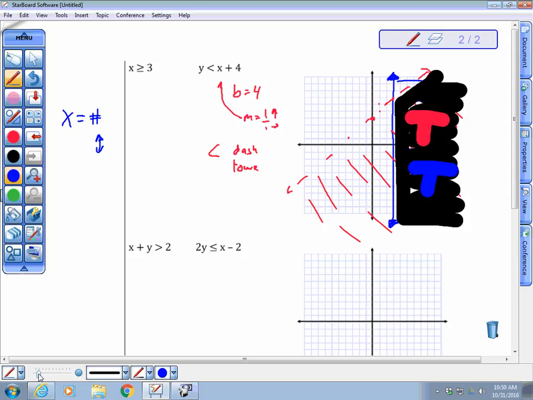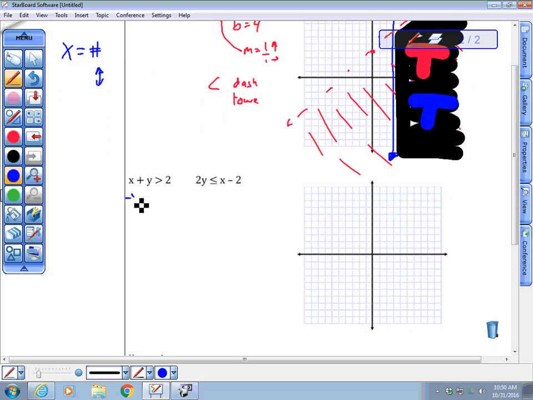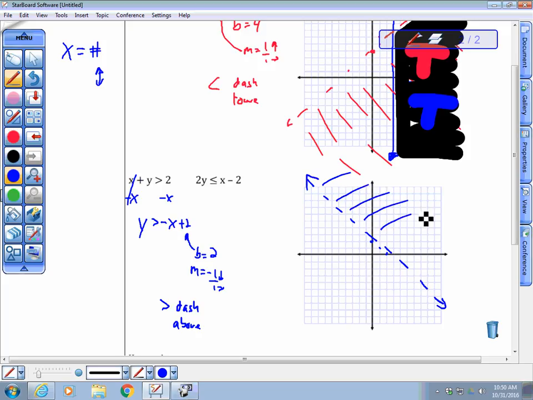Last one. We'll have to solve for y first, so y will be greater than -x + 2, and you just locate your b value, which is 2, and your m value, which is -1. So put a dot at 2, go down 1, right 1, down 1, right 1, and greater than is a dash line, and it'll be above. So we will make a dash line, like so, and shade above it.